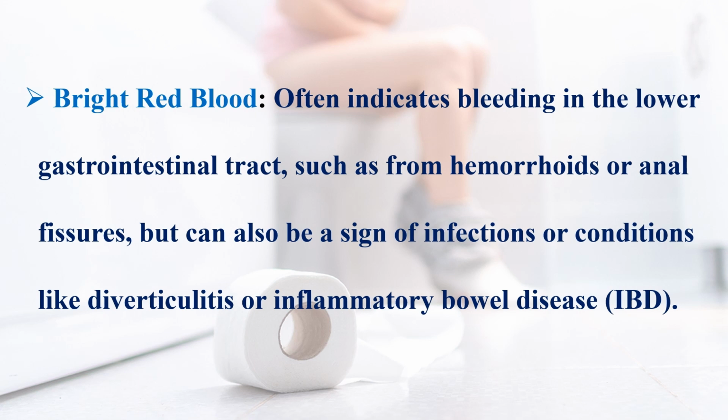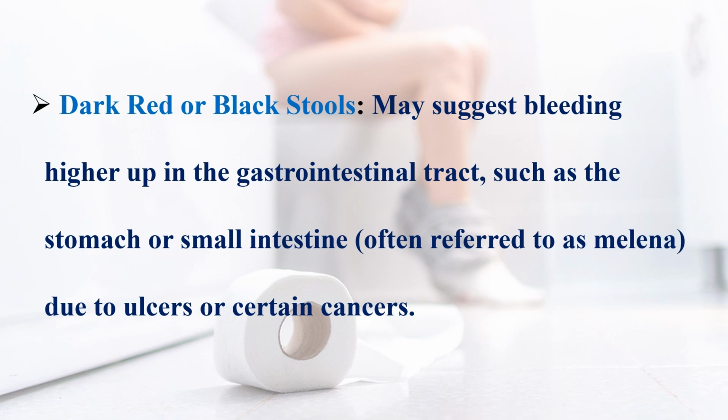Bright red blood often indicates bleeding in the lower gastrointestinal tract, such as from hemorrhoids or anal fissures, but can also be a sign of infections or conditions like diverticulitis or inflammatory bowel disease. Dark red or black stools may suggest bleeding higher up in the gastrointestinal tract, such as the stomach or small intestine. It is due to ulcer or certain cancers.